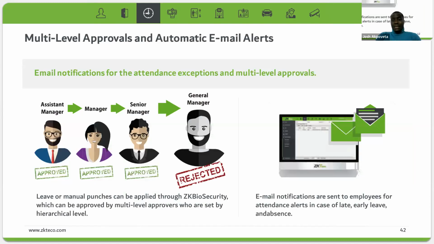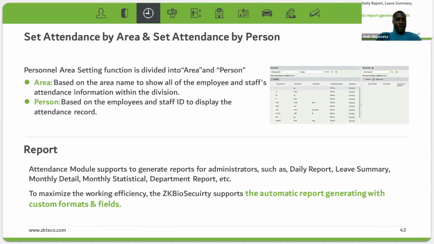Multiple level approvals and automatic email alerts. For multiple level approval, staff request leave or manual punch, and their line manager is able to get a notification that Josh has requested a leave, Josh has requested a manual punch, and the line manager approves or rejects that. And further, you can have another layer whereby after the line manager approves, the HRO manager approves, and the MD approves. You can create as many layers of approval as possible with our multi-level approval.